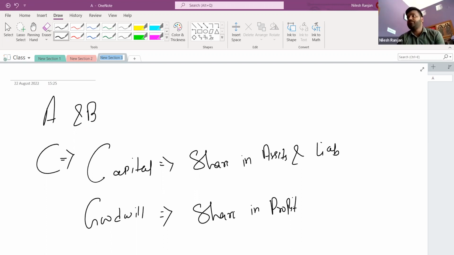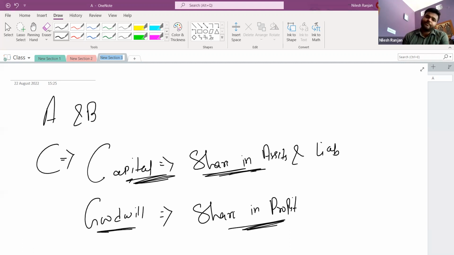Now we can see that capital is brought by C for this right, the share in assets and liabilities, and goodwill is brought by C for the share in profit. So whenever a new partner is admitted into business, he brings capital and goodwill, both. Both are necessary for the new partner. Understood?